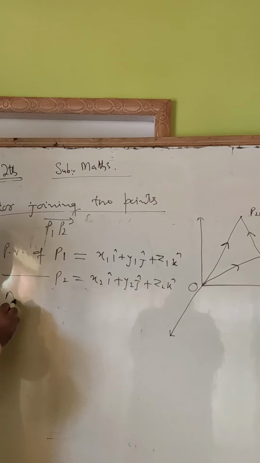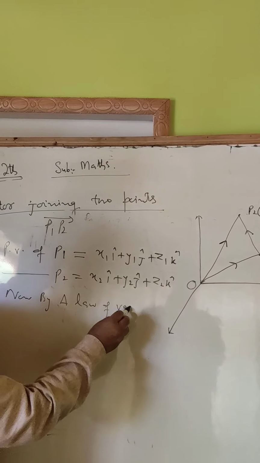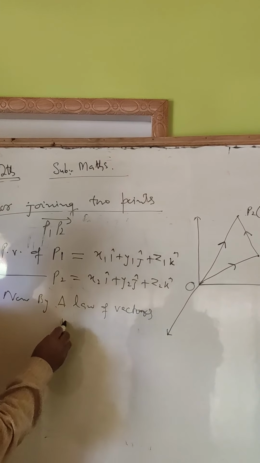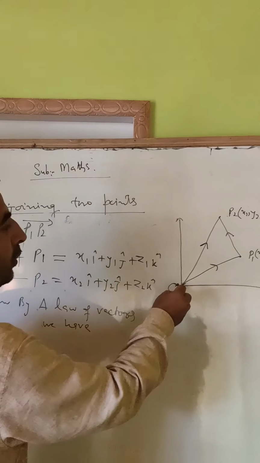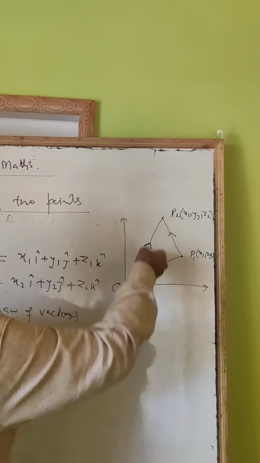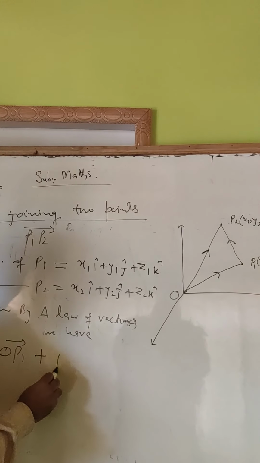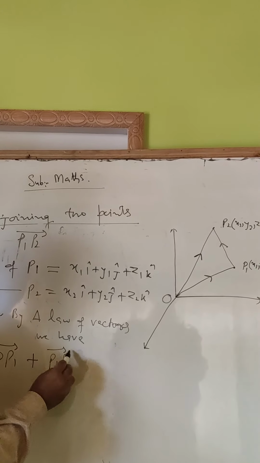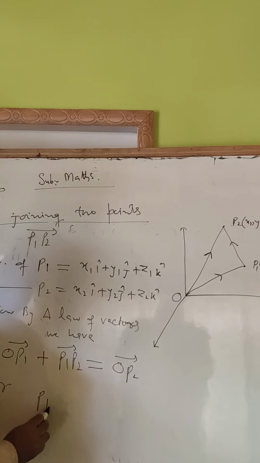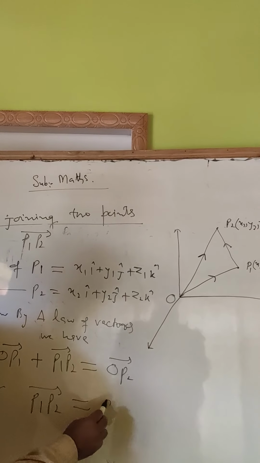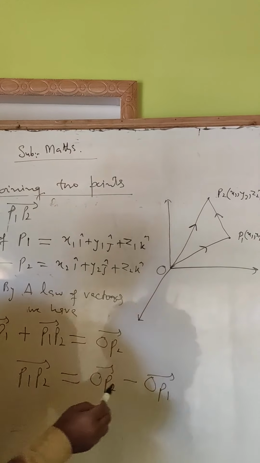Now by triangle law of vectors, we have OP1 vector plus P1 P2 vector is equal to OP2 vector, or P1 P2 vector will be equal to OP2 vector minus OP1 vector.